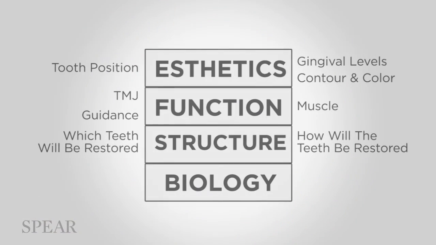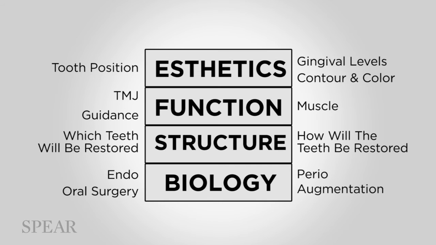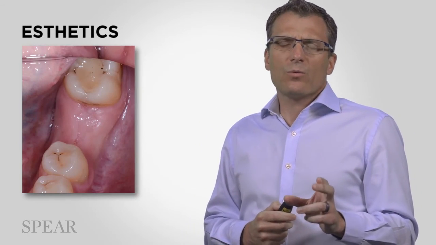Biology comes last, kind of backwards from the way lots of us learned how to do this in dental school. And biology, well, that's stuff like oral surgery, endo, perio, and in the case of implants, lots of times it's going to be our augmentation procedures. So let's see how this works for Robert.